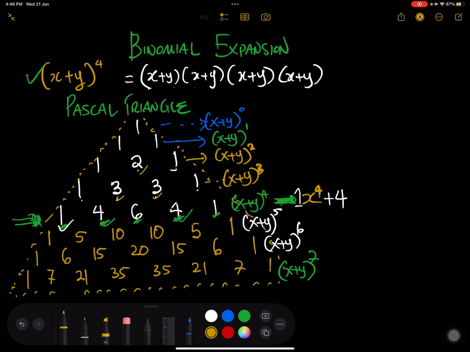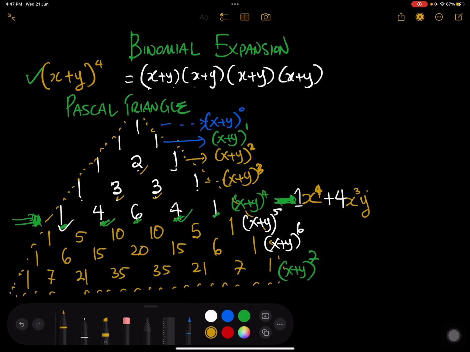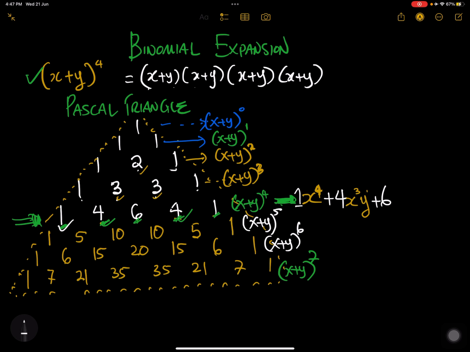And then we are going to have x decrease. Because we started at 4 as the exponent, the x will decrease to the power of 3. And then our y will begin with the exponent of 1. Now the next one is going to have a coefficient of 6. We're done with the 4 here. The next one is 6.